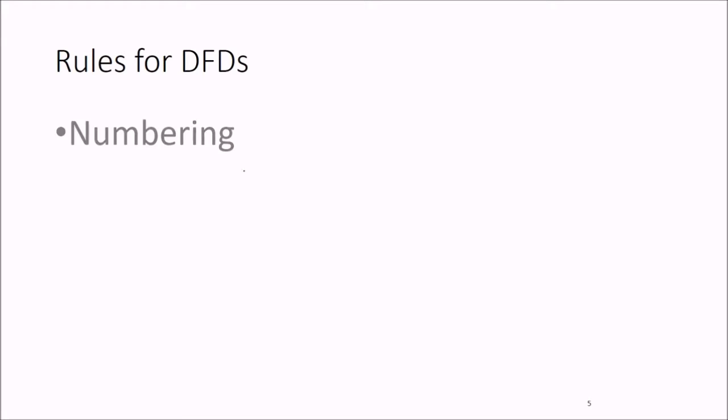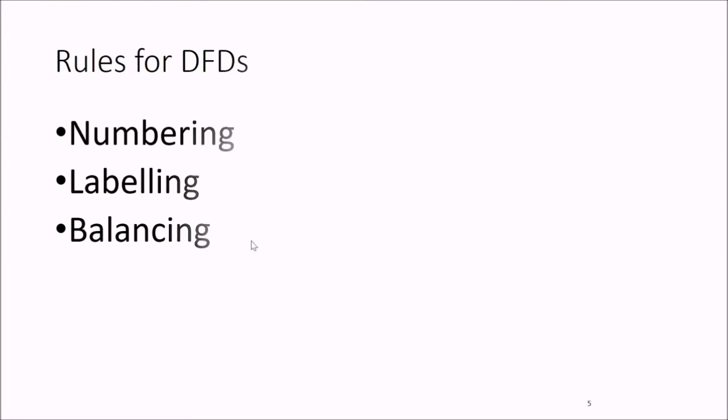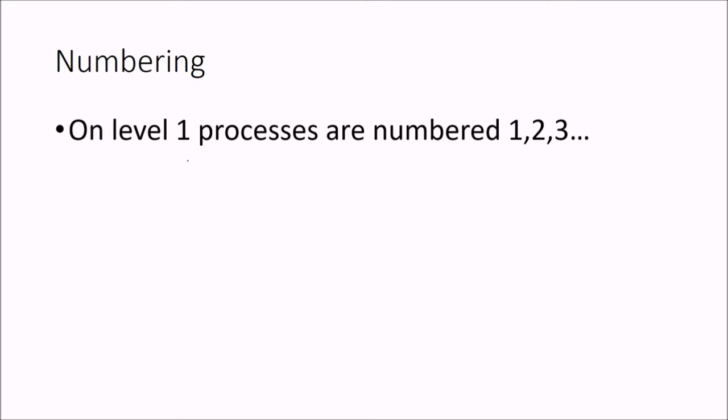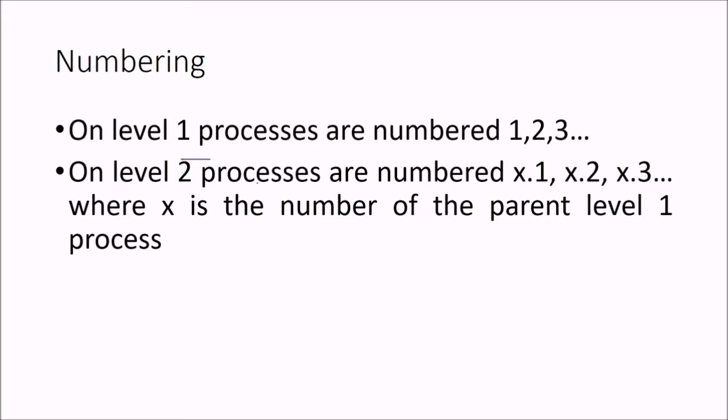So what are the rules for DFDs? First is numbering, then labeling, then balancing. What do we mean when we say the rules for DFDs? The first is numbering. On level 1, processes are numbered as 1, 2, 3. On level 2, the processes are numbered as x.1, so it is like this: 2.1, 2.2, where x is the number of the parent level 1 process. If you choose 2, it will be all 2.1, 2.2 and 2.3 like this.